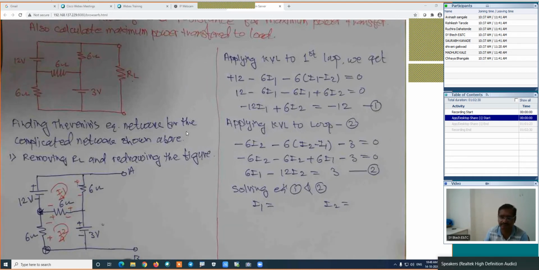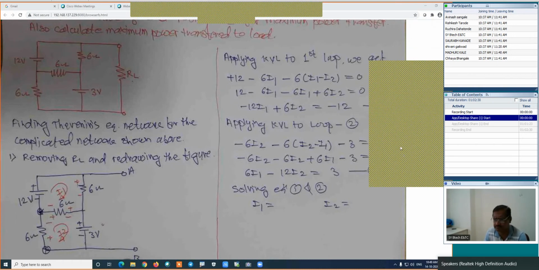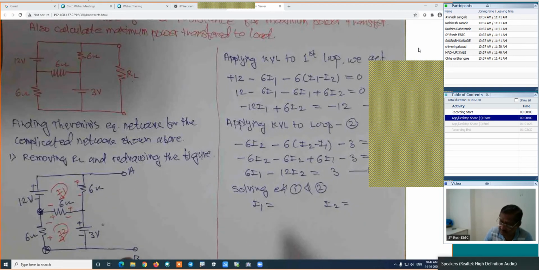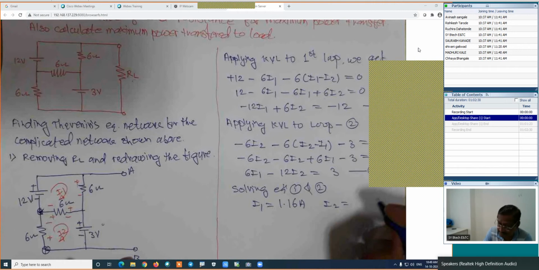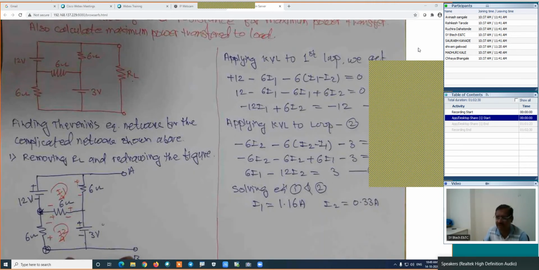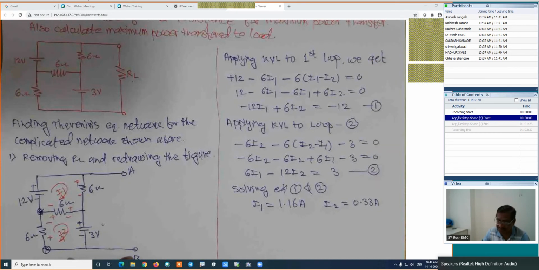Yes. Yes, Saurabh. Unmute yourself. Yeah. The I1 value is 1.16 amperes and I2 is 0.33 amperes.